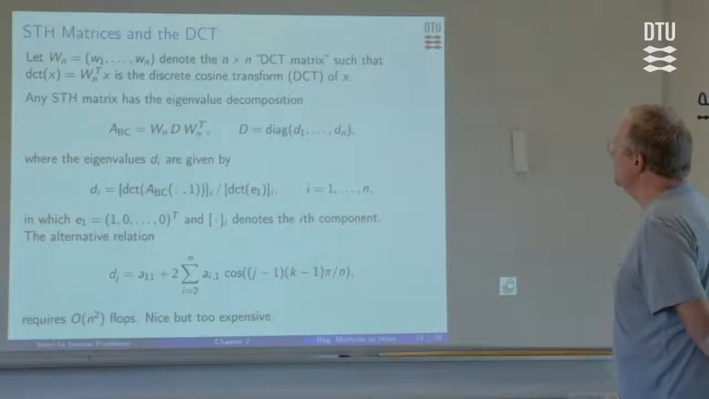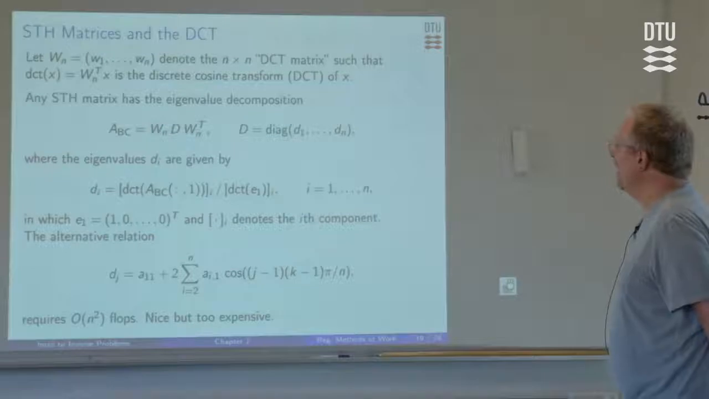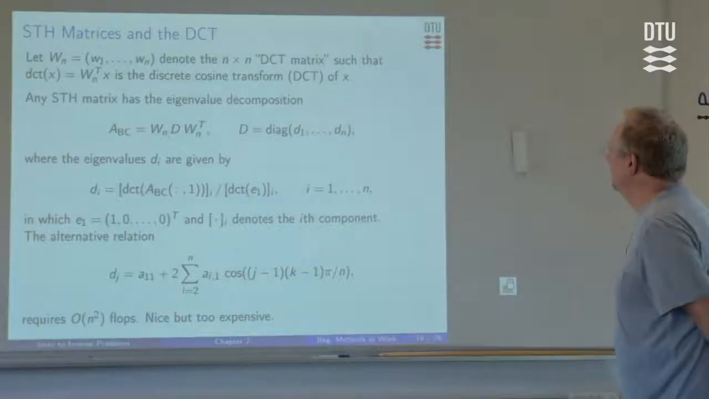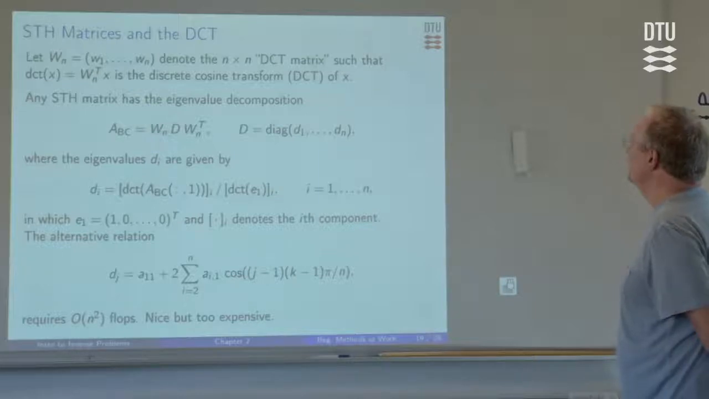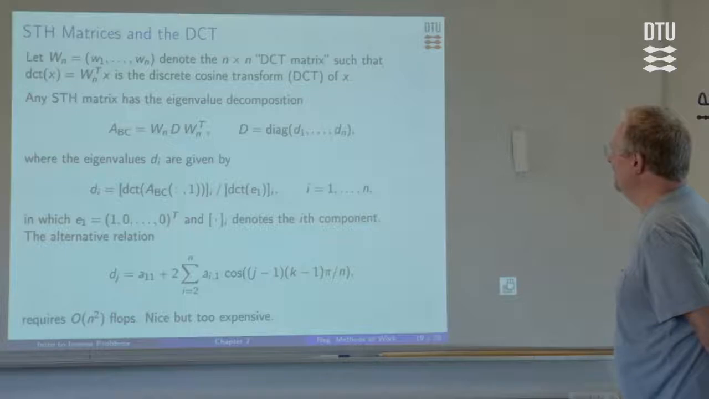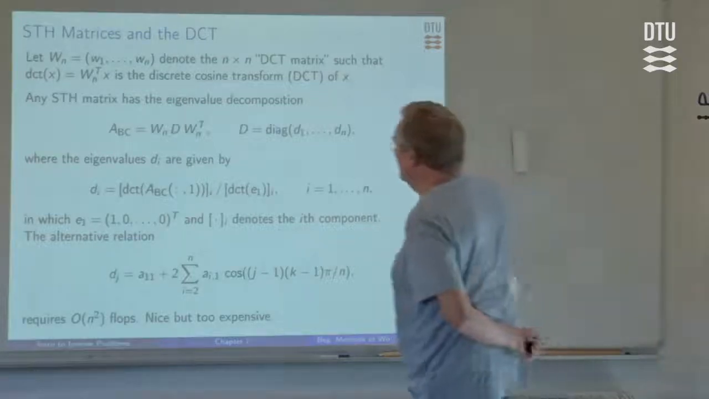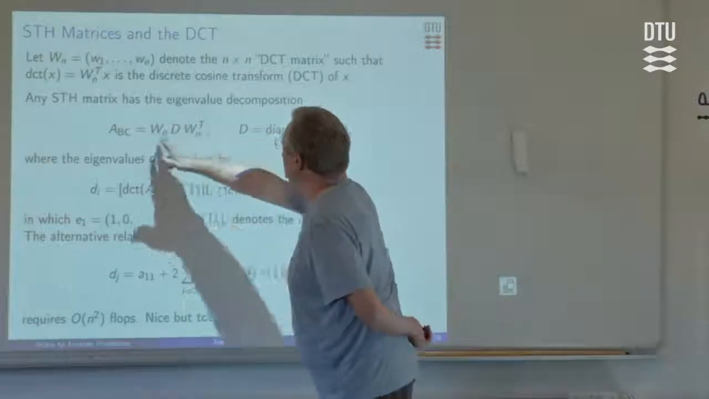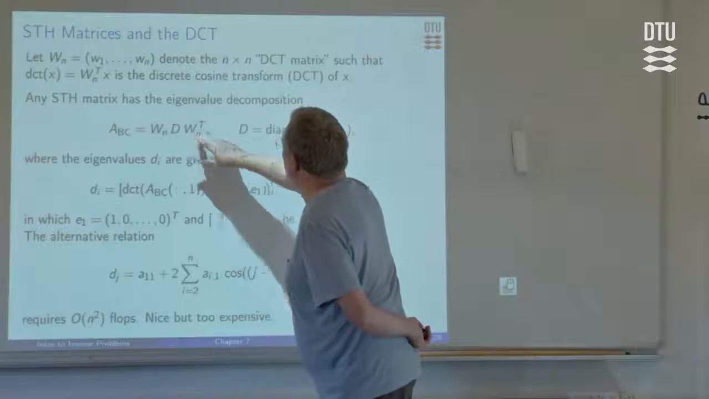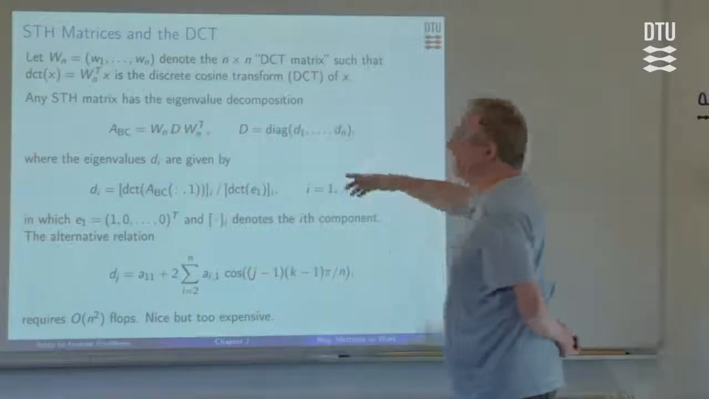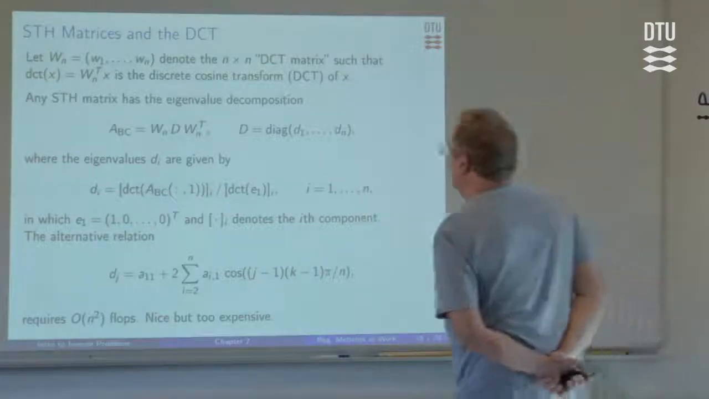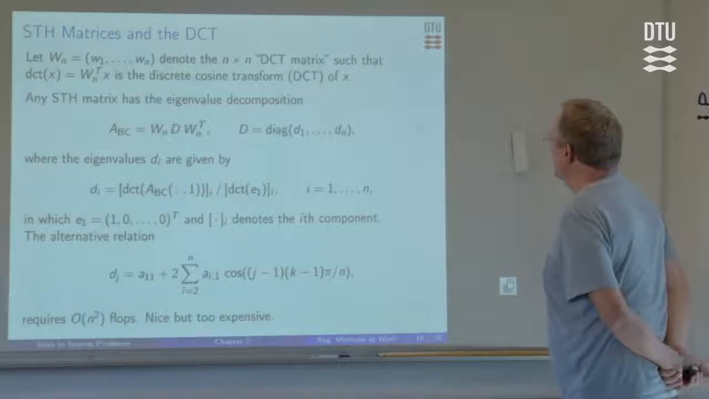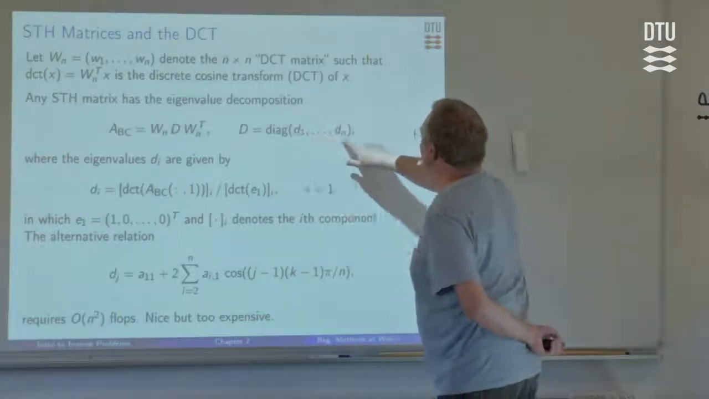Okay, but here's the cool thing. Assume you actually formed that matrix, then it turns out that the columns of that guy are actually associated with the eigenvectors of the symmetric Toeplitz plus Hankel matrix. Isn't that cool? So we can always write, here's our matrix that is symmetric Toeplitz plus Hankel. We can always write it in this form here. On the left is Wn, and on the right is Wn transpose, and then there's a diagonal matrix sitting in the middle. So this is an eigenvalue decomposition, and in fact the columns of Wn are the eigenvectors of that matrix.